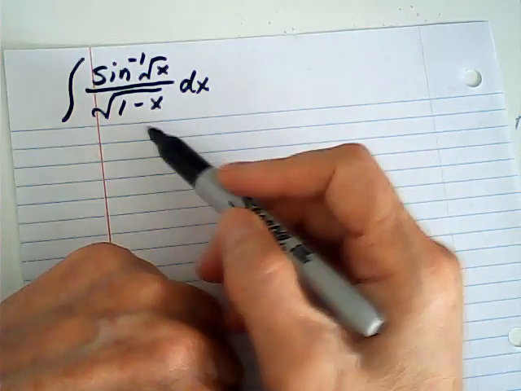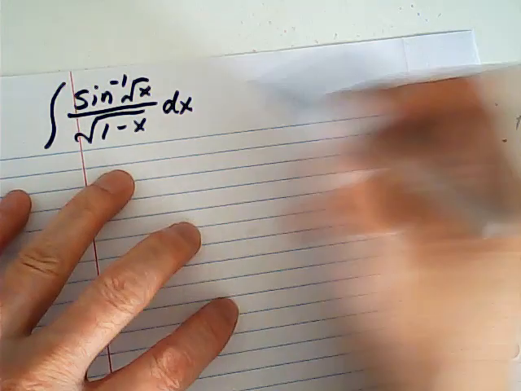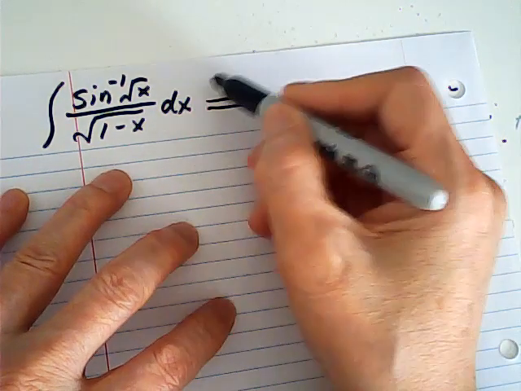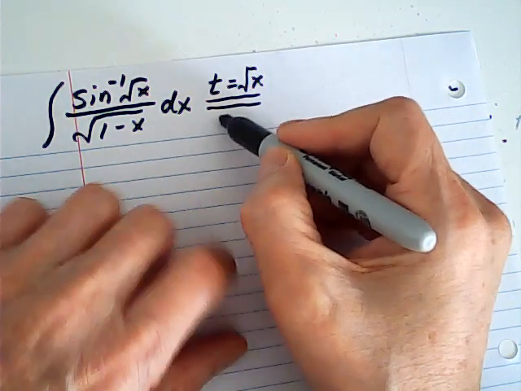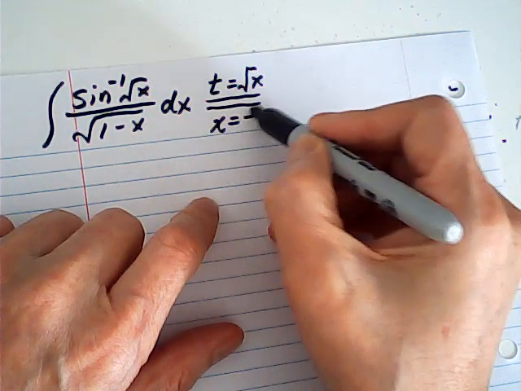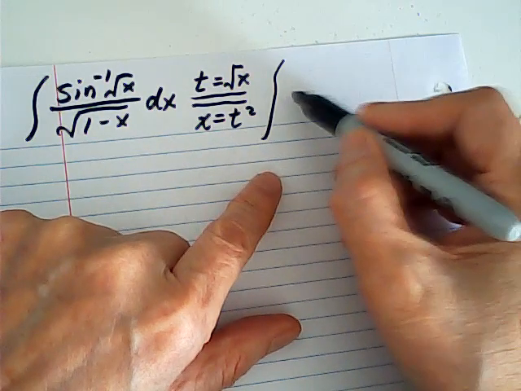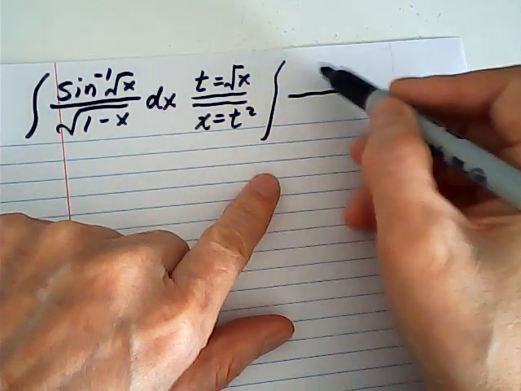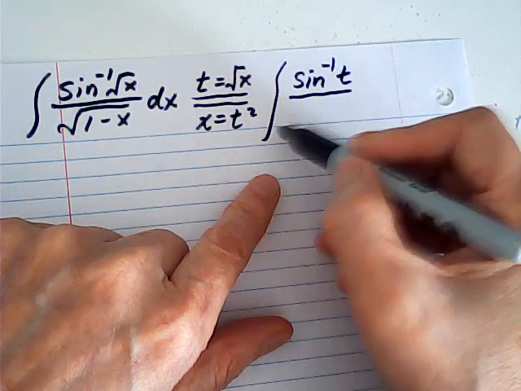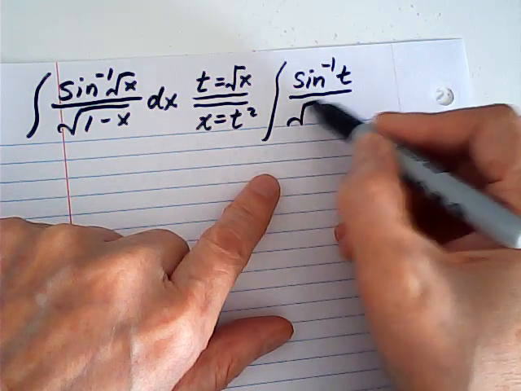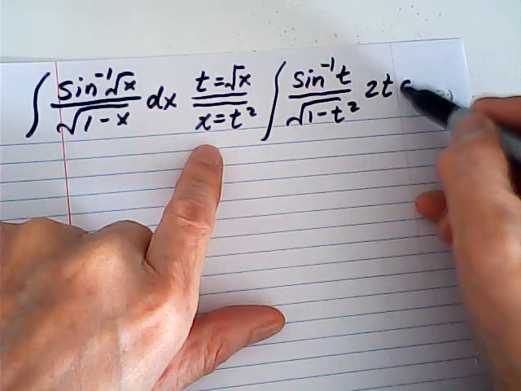And let me do this integral by 4 methods. Method 1: I substitute root x by t. So x is equal to t squared. So my integral becomes arc sine t over square root of 1 minus t squared, right? And the dx will be 2t dt.